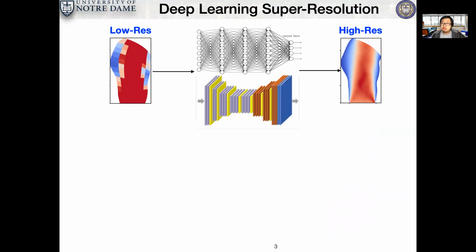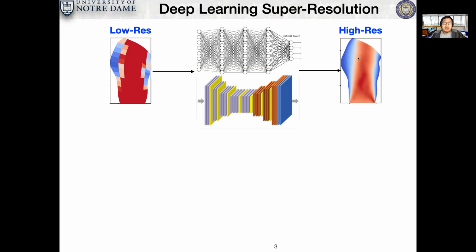So, the growing success of deep learning based image super resolution in computer vision inspires the application of deep neural networks for flow field super resolution and reconstruction. Conceptually, the low resolution data can be fed into a neural network as the input, and the neural network will output the corresponding high resolution flow data.